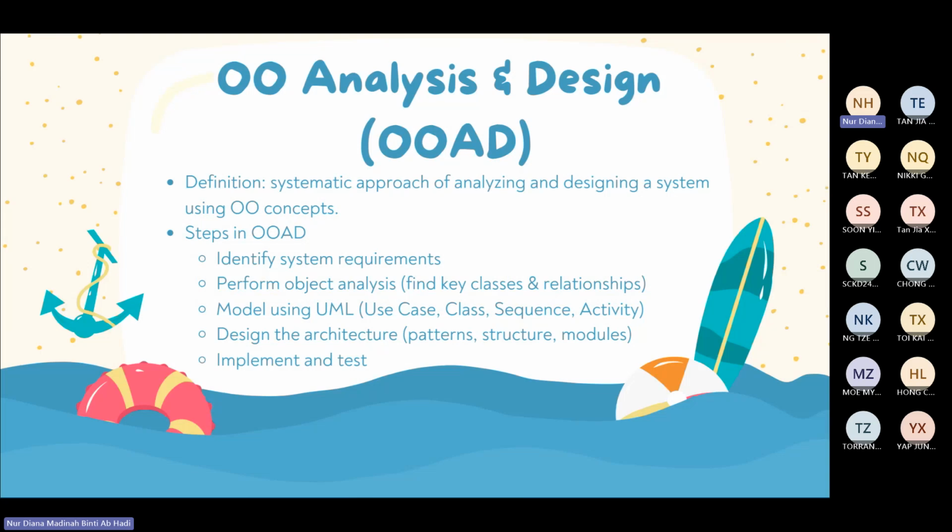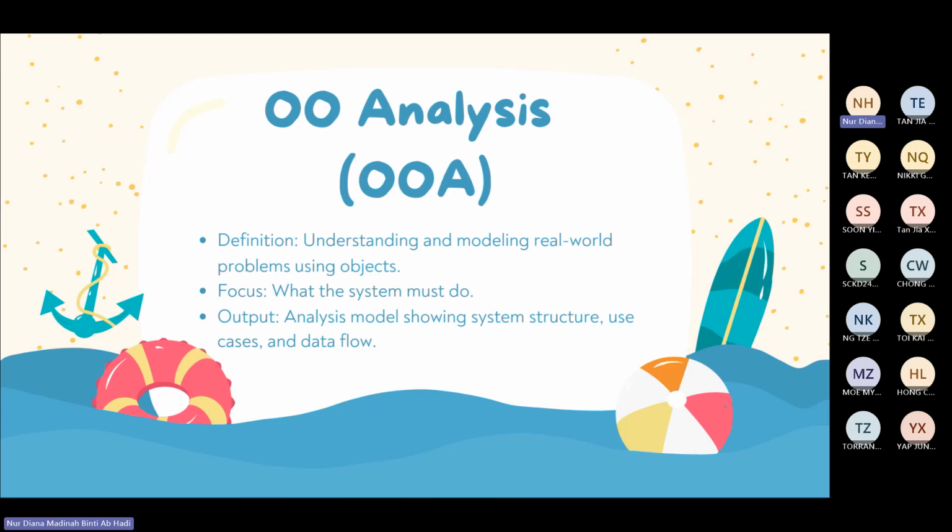Okay, so the steps must include you need to identify your system requirements, perform your object analysis, and then you model it using your UML diagrams, and only then you design the architecture. Once you have your design, your architecture, you can implement them and test. Okay? So we separate the OOAD into two parts, OOA and OOD.